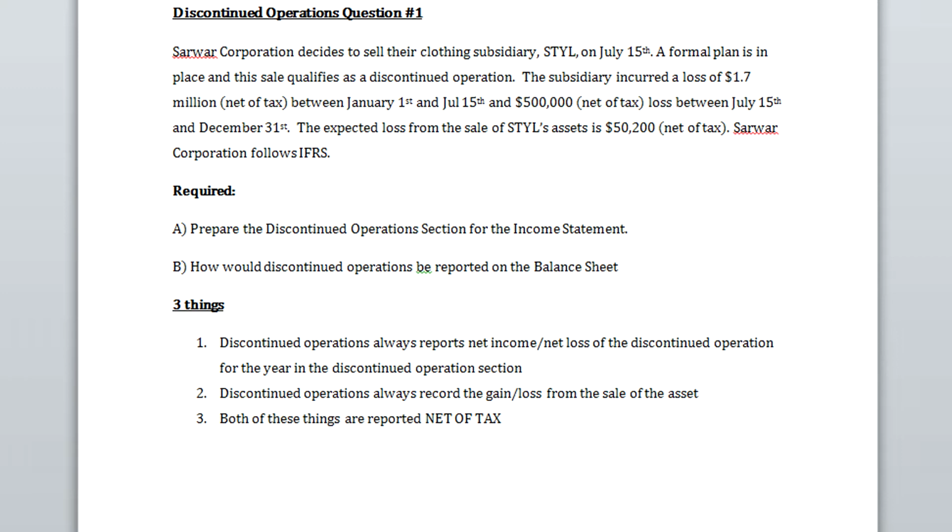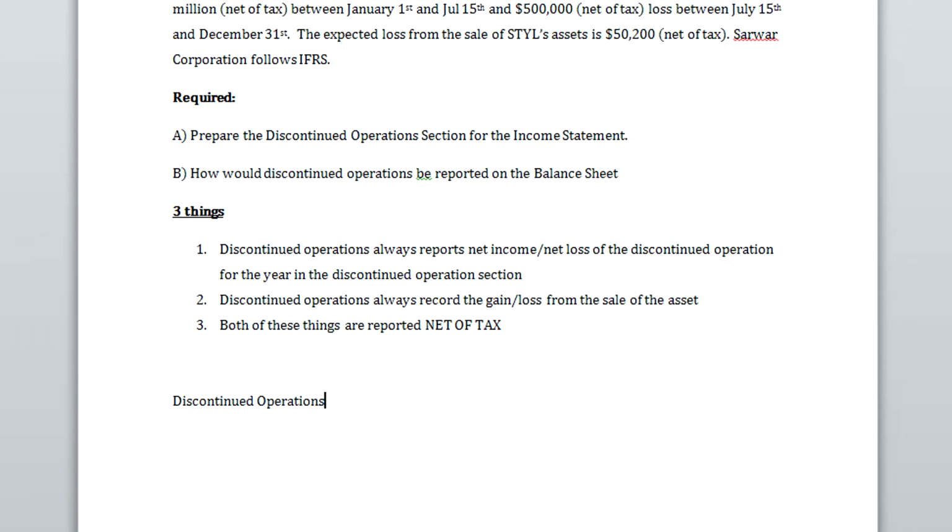As you can see in the question here, everything is reported net of tax. So for this particular question, we don't even have to worry about this third item here. Everything is already given to us net of tax, so we don't have to worry about it, okay? But we still need to prepare the discontinued operations section, okay? So first step here is we're going to put our header, discontinued operations, right? Just going to put that there.